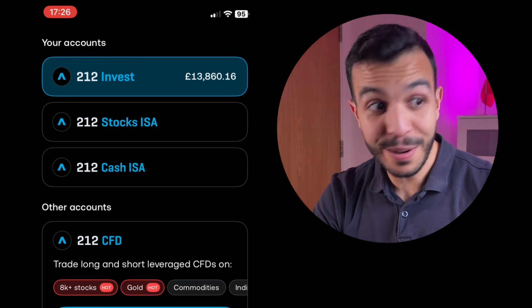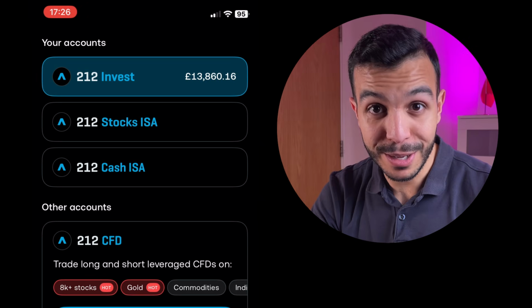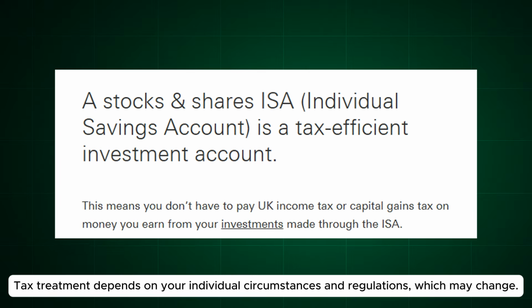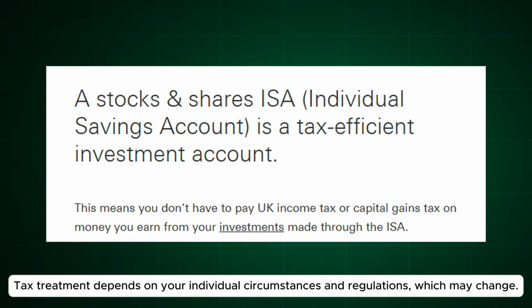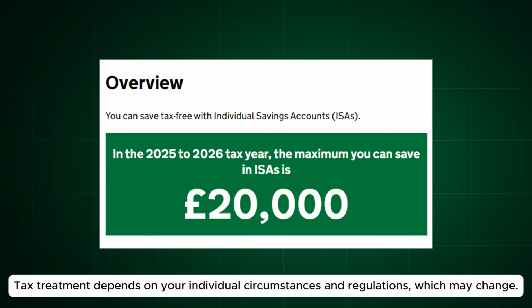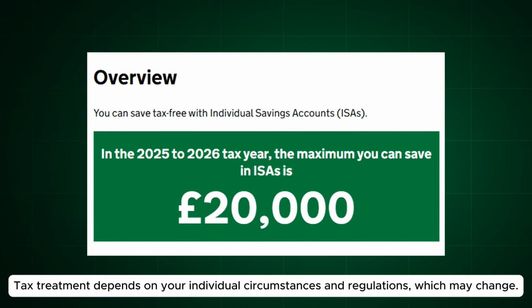And many people who don't know the difference between these two accounts might just select one of them without giving it much thought. And if you didn't know this, a stocks and shares ISA is basically a tax efficient account that's available to us here in the UK, and you can invest up to £20,000 per year into an ISA, and any gains or dividends that you earn on those £20,000 are tax-free.